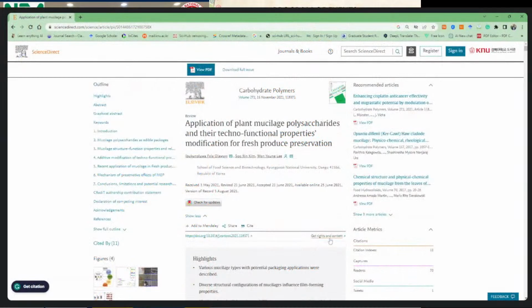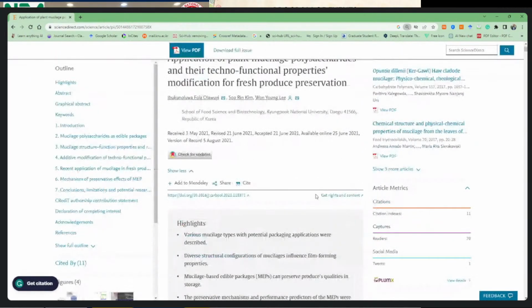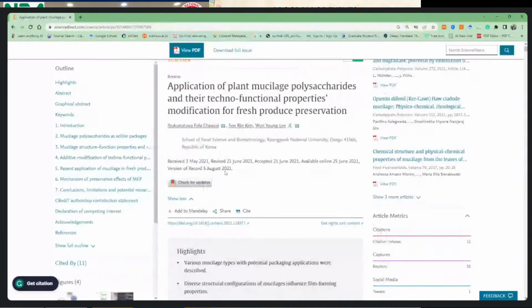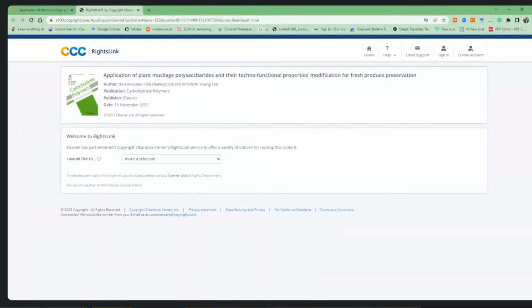So this is, please follow how you get right. You see this button here, it says get right and content. I'm very sure many people know how to do it, but for people that don't know, get right. You go to the paper. If it's a Elsevier journal, you go to the paper, get right and content. You click on it, and then it brings you to this page.